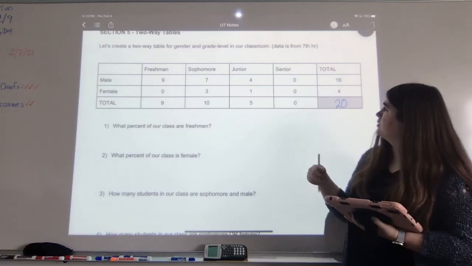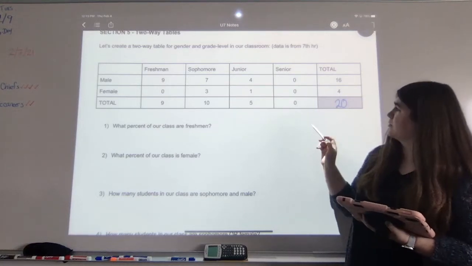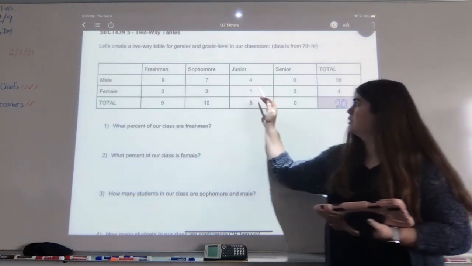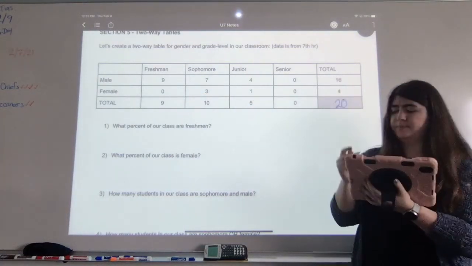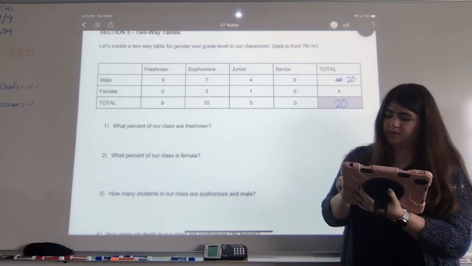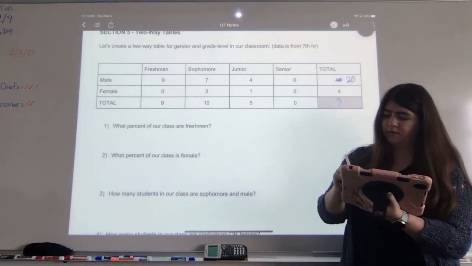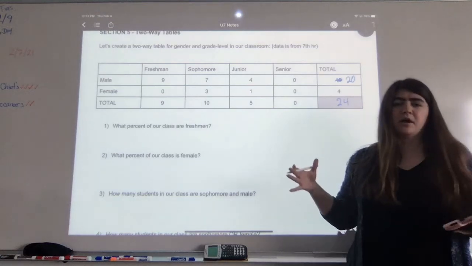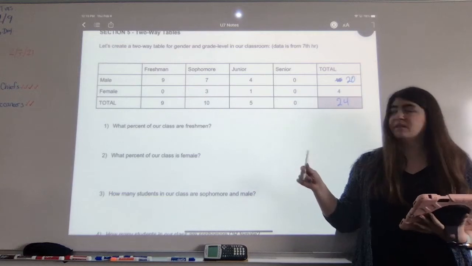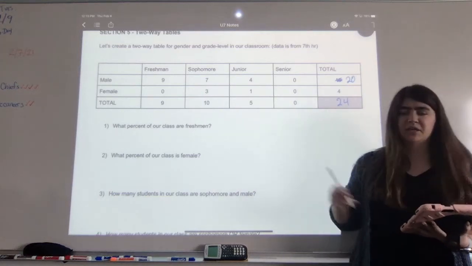Did I miss something when we were counting before? I might have missed something. Let's see. This is definitely 4. 9 plus 7 is 16, plus 4 is 20. Oh, this should be 20 up here. So there's a mistake, so let's fix that right now. So that's 20, which means that our total is actually 24. Okay, now it makes sense. And if you are checking your work and you find an error like that, then there's something that you need to look at again in your data.